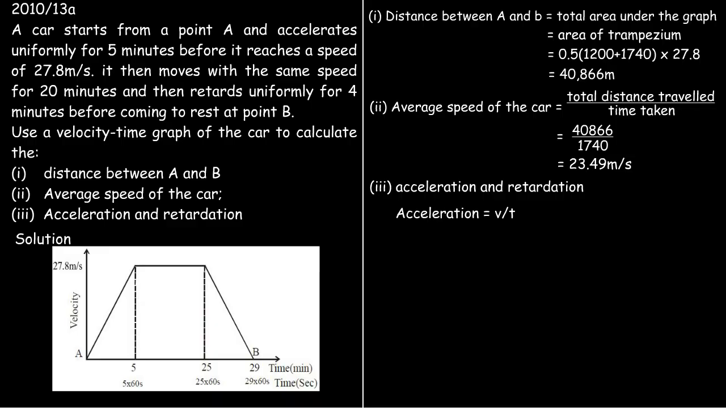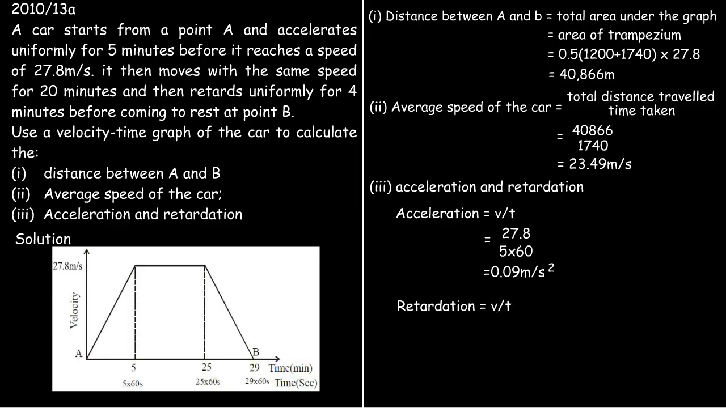Now we know acceleration is equal to velocity over time when the body is accelerating. So our maximum velocity the body got to was 27.8 meters per second. Dividing by our time, and as usual we are converting from minutes to seconds, it becomes 27.8 divided by 5 times 60, which should be equal to 0.09 meters per second squared.